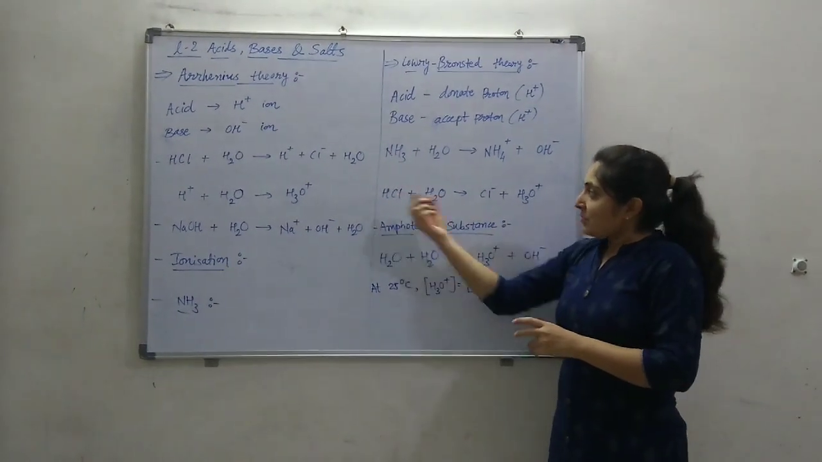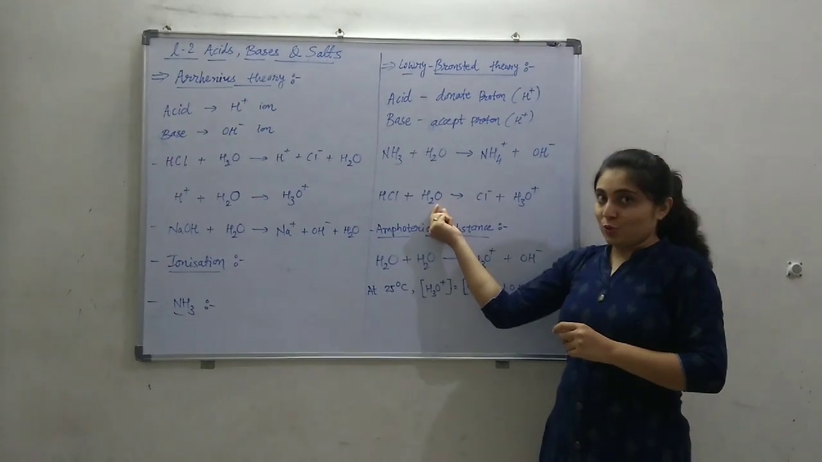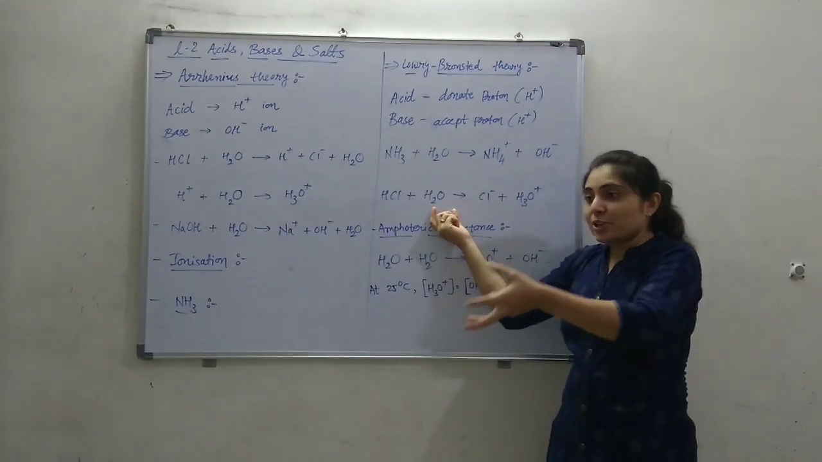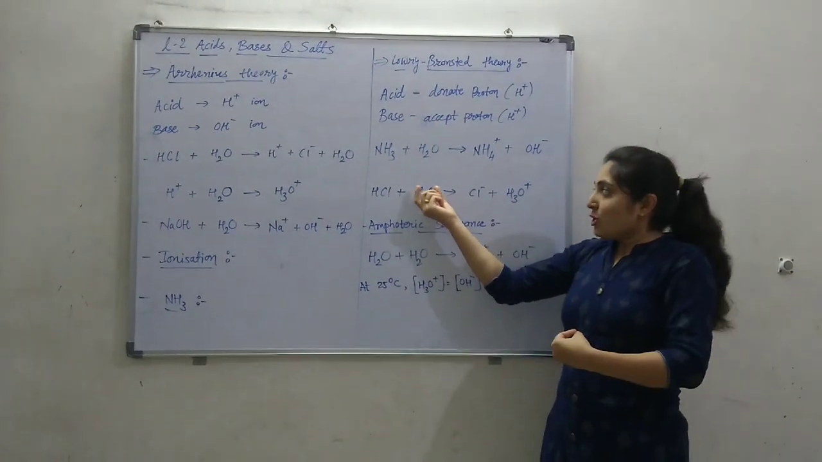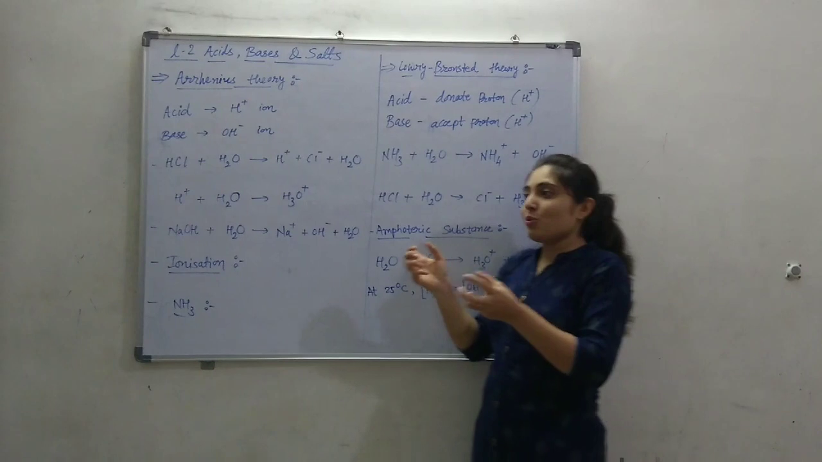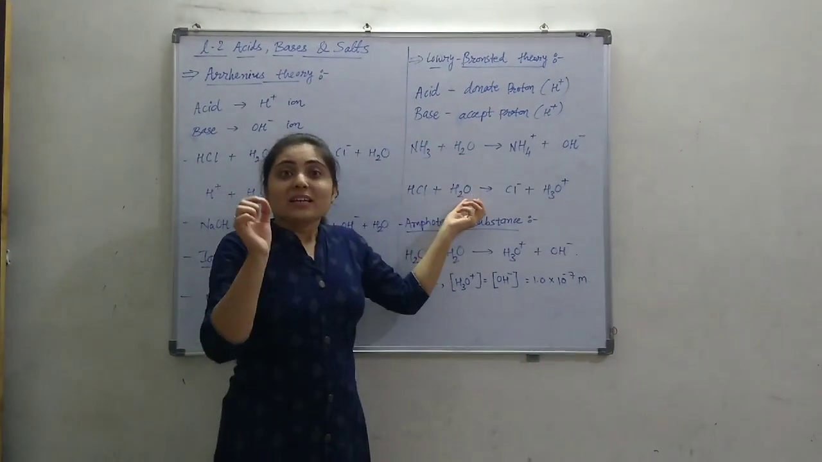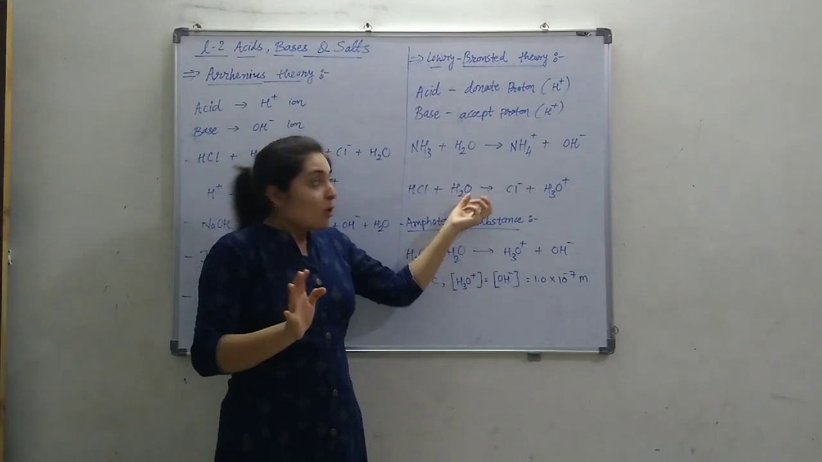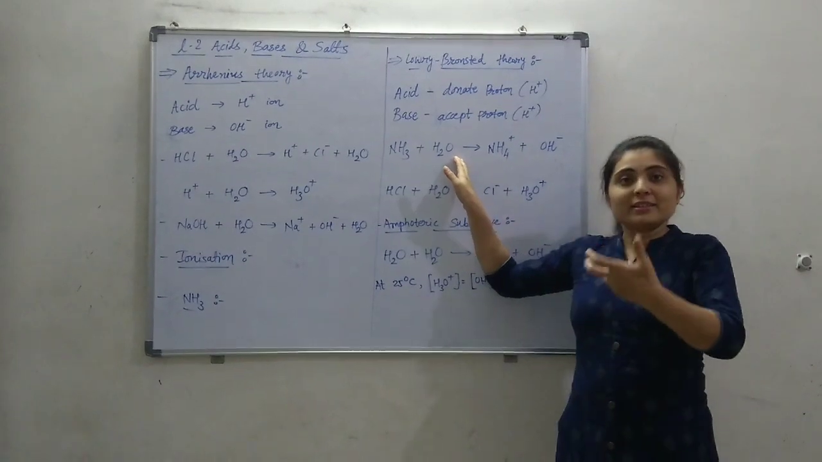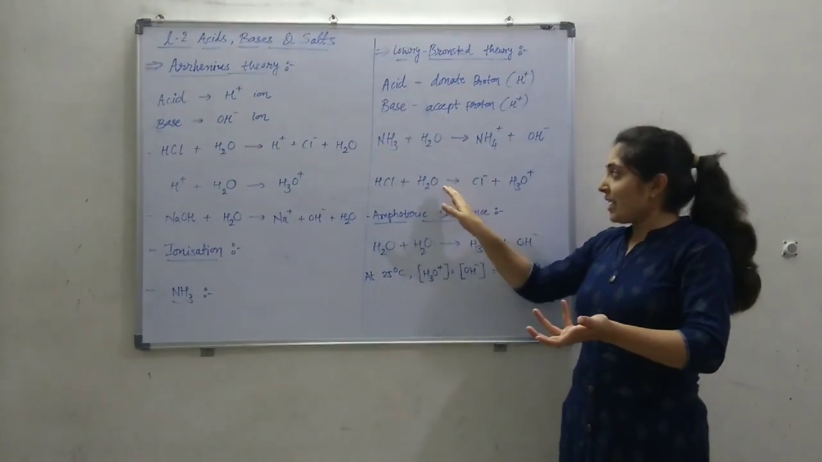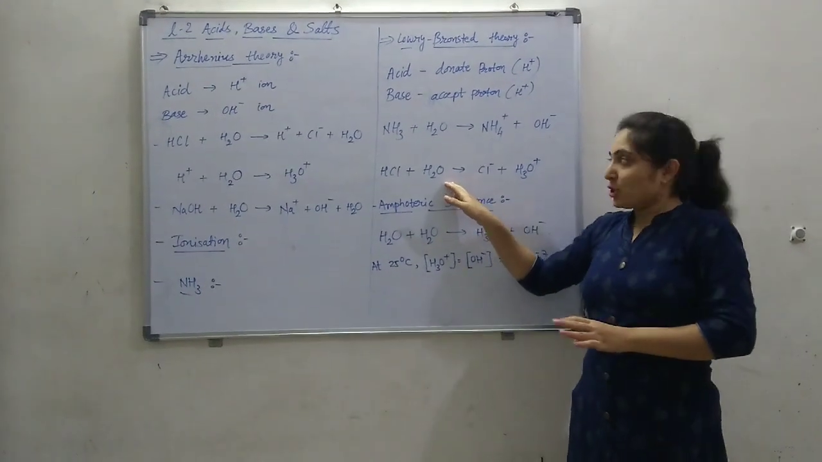While in HCl, the H plus from HCl is given to H2O. It means in this case the H2O molecule has accepted the proton. So here water accepts the proton, which means it acts as a base. Why is this happening? In one case water acts as acidic in nature, and in another case water is acting as basic in nature.